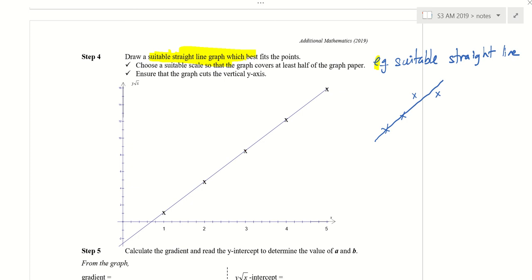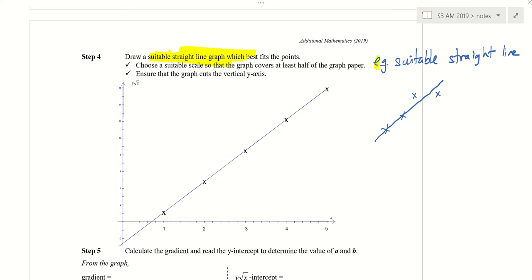Again, you must adjust your ruler. If you get this wrong, later on all your gradient will be wrong, all your y-intercept wrong, then all the below part is all wrong. So let's recap. Let's say it again.